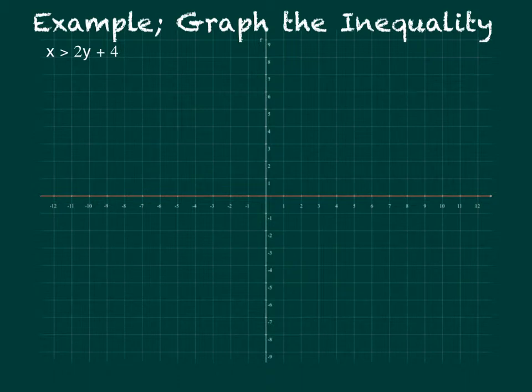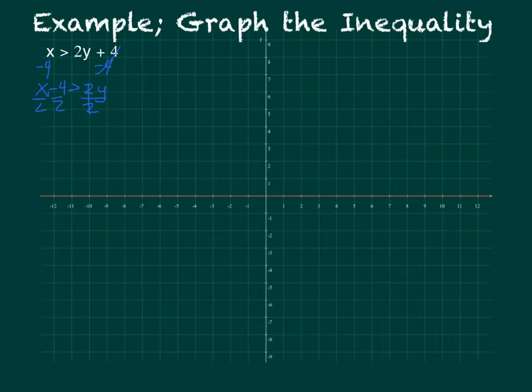Next one, we have x is greater than 2y plus 4. Well, this one is not in our normal form that we're used to. So we need to do some manipulation before to get it into y equals something, or y is less than something. So I'm going to move that 4 over by subtracting 4. So I have x minus 4 is greater than 2y. Divide by 2.